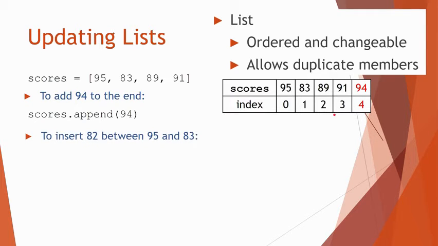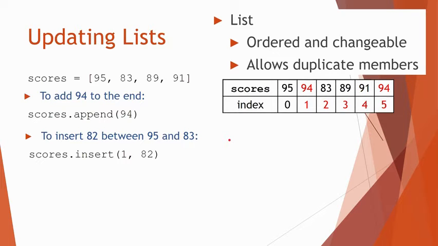To insert 82 between 95 and 83, we'd want 82 to come here. We want 82 to be in index 1. So we would say insert into index 1 the number 82. And now our list has just grown. The rest of the elements have moved down, so now 94 is in index 5.